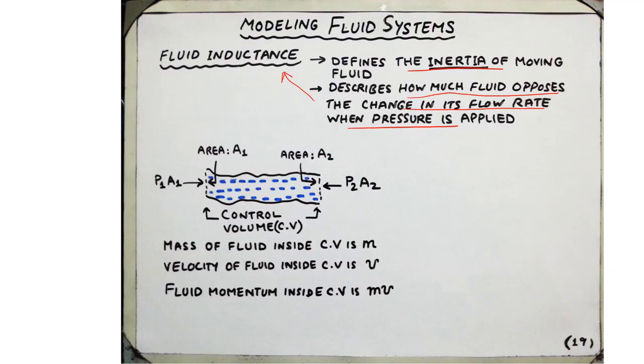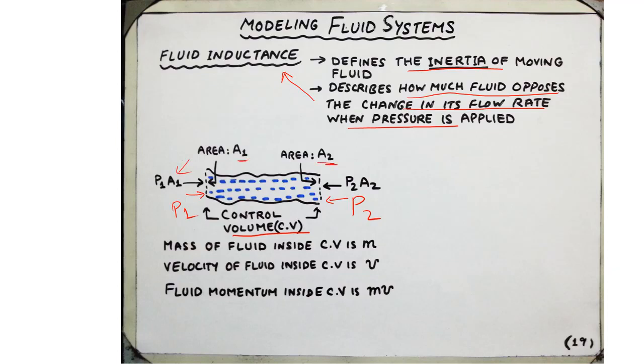Well, let's consider another scenario. Again, we have a section in which the fluid is flowing, call it the control volume. And we're going to focus on this control volume most of the time, as was the case for the fluid capacitance. Let's say we are trying to exert some pressure on the fluid from the left and the right hand side. The pressure on the left hand side is P1. The pressure on the right hand side is P2. And the corresponding cross-sectional areas are A1 and A2. Actually, they are already shown.